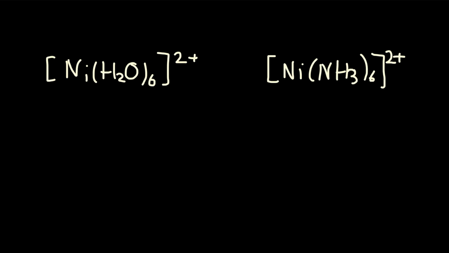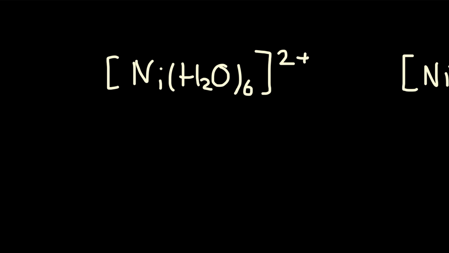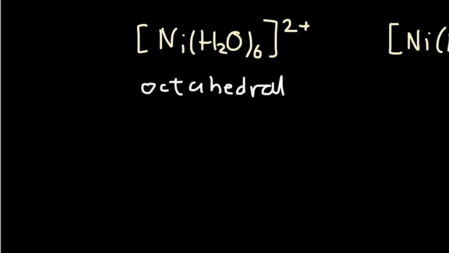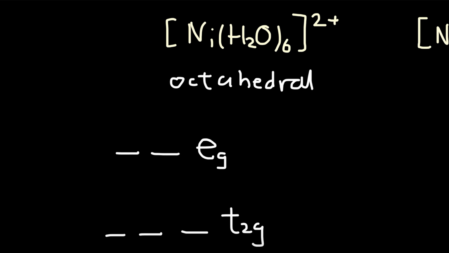We are given two complex ions and we are asked which one is paramagnetic, diamagnetic, high spin, low spin, has the larger splitting energy, etc. So first of all, we want to start just by identifying the type of orbital diagram that we would be drawing. Since this is an octahedral complex ion, we know that we will be drawing an orbital splitting that has this kind of drawing. So the top will be eg with 2 orbitals and the bottom will be t2g with 3 orbitals.